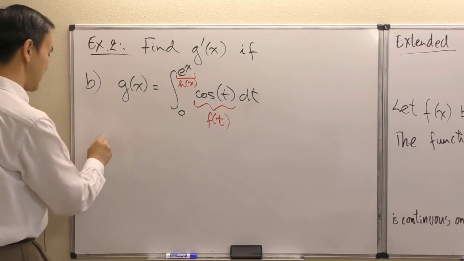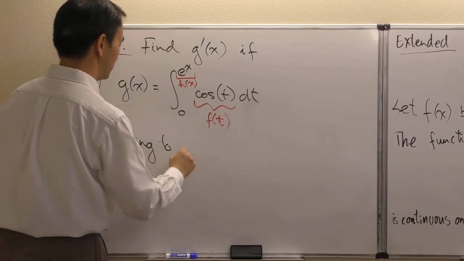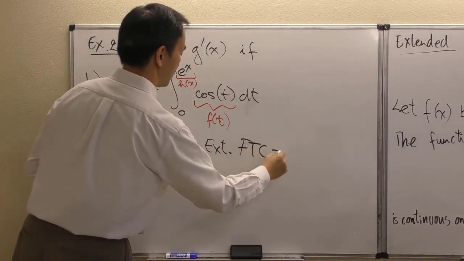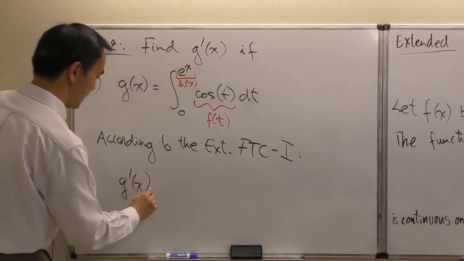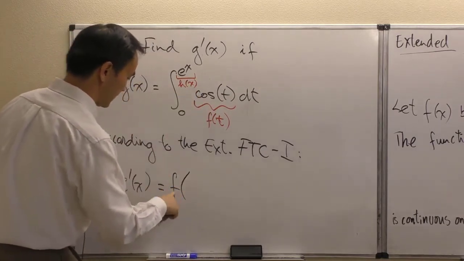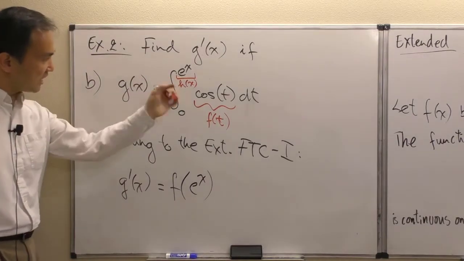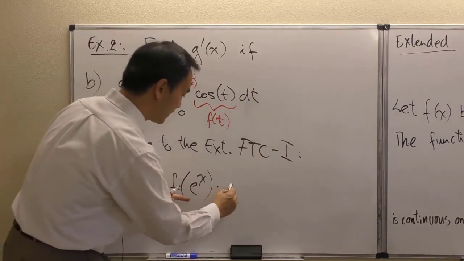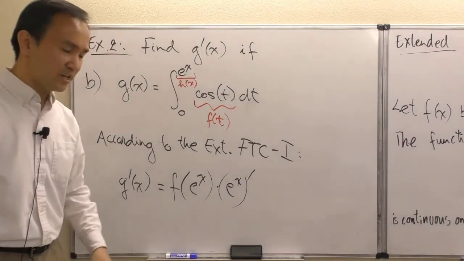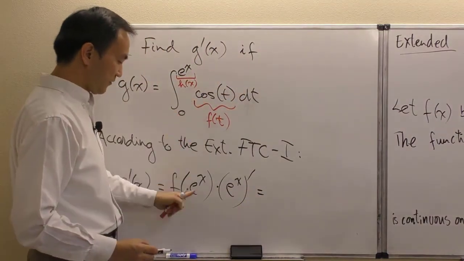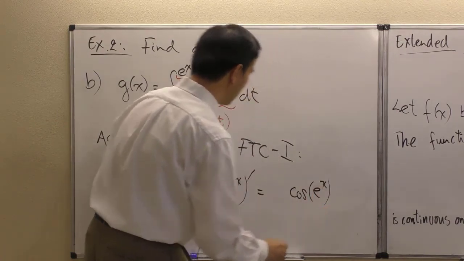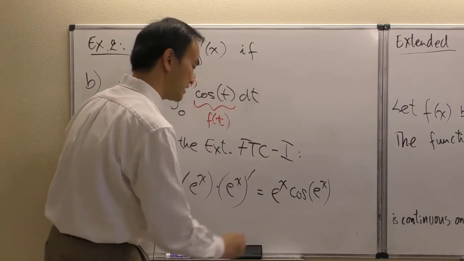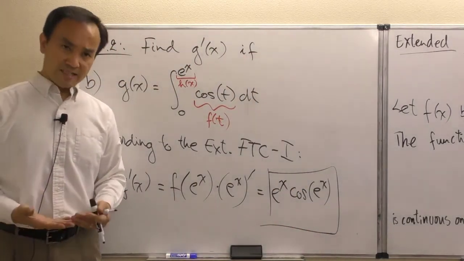Again I'm going to say, according to the extended FTC part 1, and I should have written this in the earlier one as well, we know that g prime of x has to be the function f that we recognize here, cosine, evaluated at e to the x. We're substituting h into the function f. But then we also have to follow the chain rule, so we take the derivative of e to the x. That's the essential part. Now we are ready for our final answer: cosine of e to the x. So e to the x replaces your t variable in the beginning function, and the derivative of e to the x is e to the x. I prefer to put that in front. So that's your final g prime of x, and that's how we handle this kind of problem.